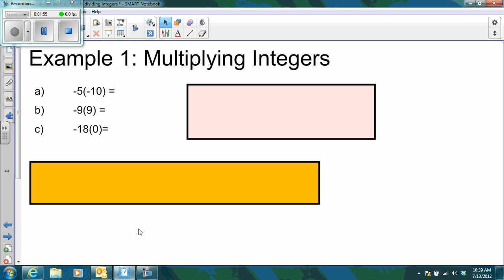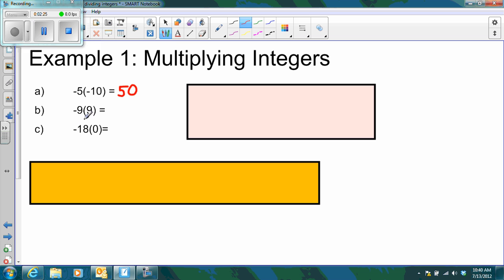Let's try a few. So go ahead and press pause and try these on your own, and try to remember the rules as you do them. Alright, so negative 5 times negative 10. 5 times 10 is 50. Since they're both the same signs, that means they cancel out, so we're going to get positive 50 as our answer.